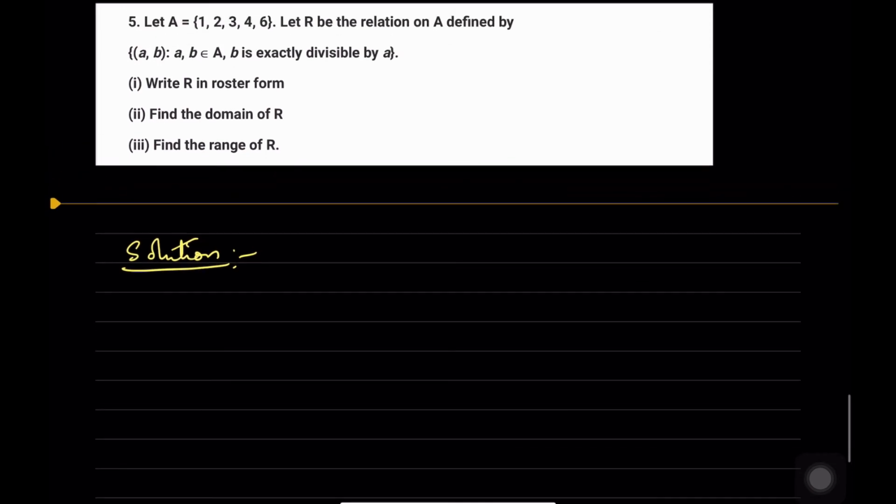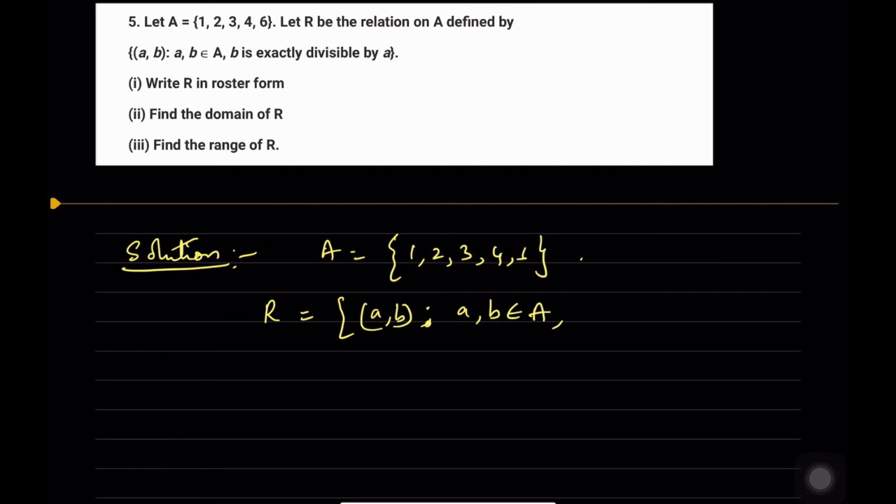So now here what is A given to us? A is given as {1, 2, 3, 4, 6}. And what is the relation R? How is it defined? We can see that R is equal to the set of all (a, b) such that a, b belong to A and b is exactly divisible by a. We have to write all those ordered pairs.